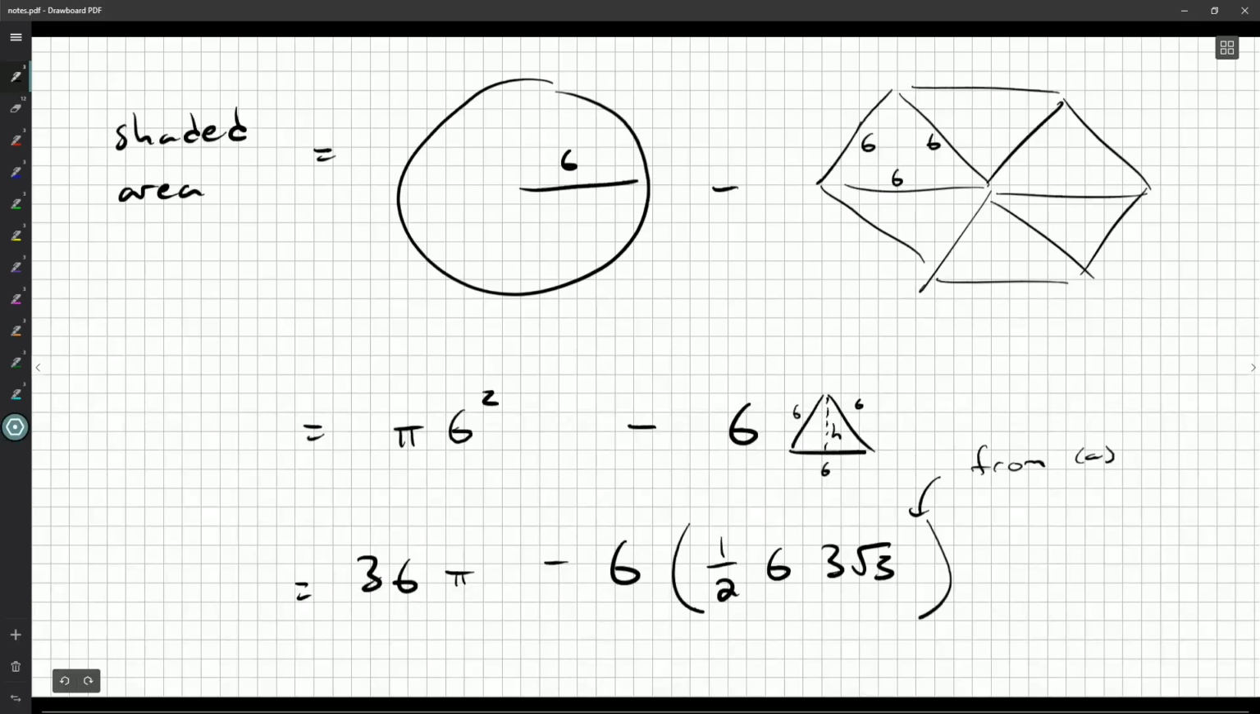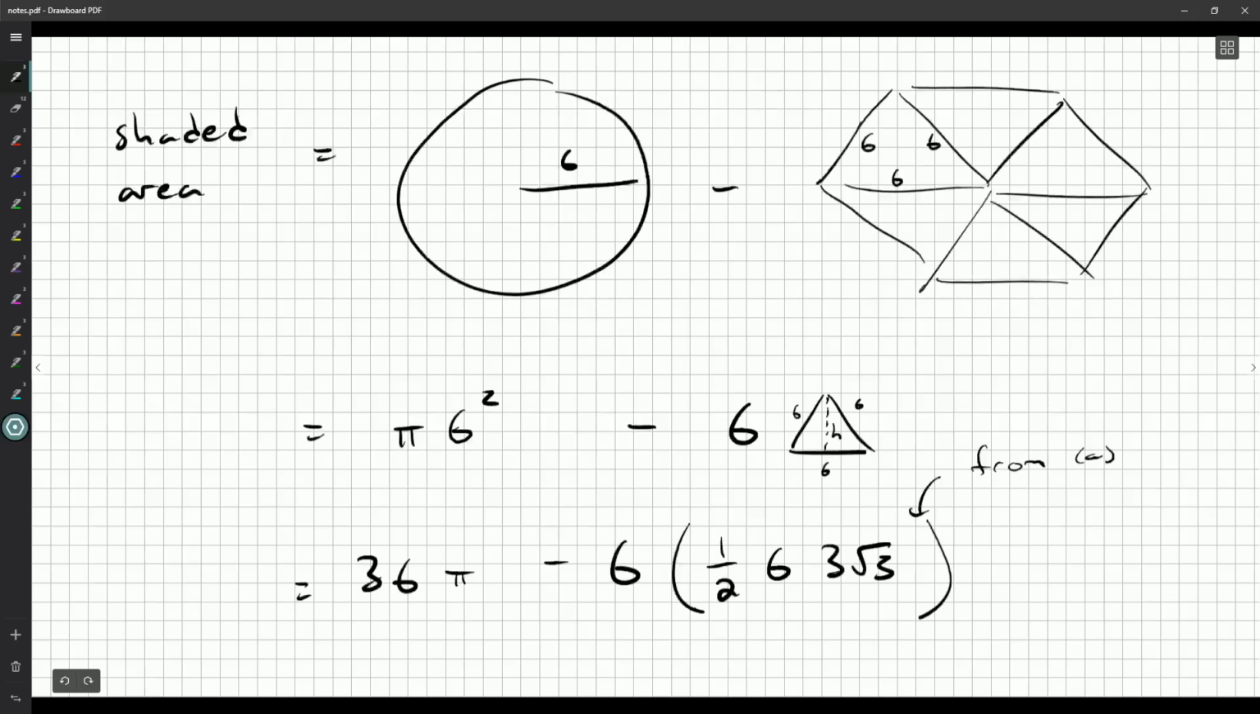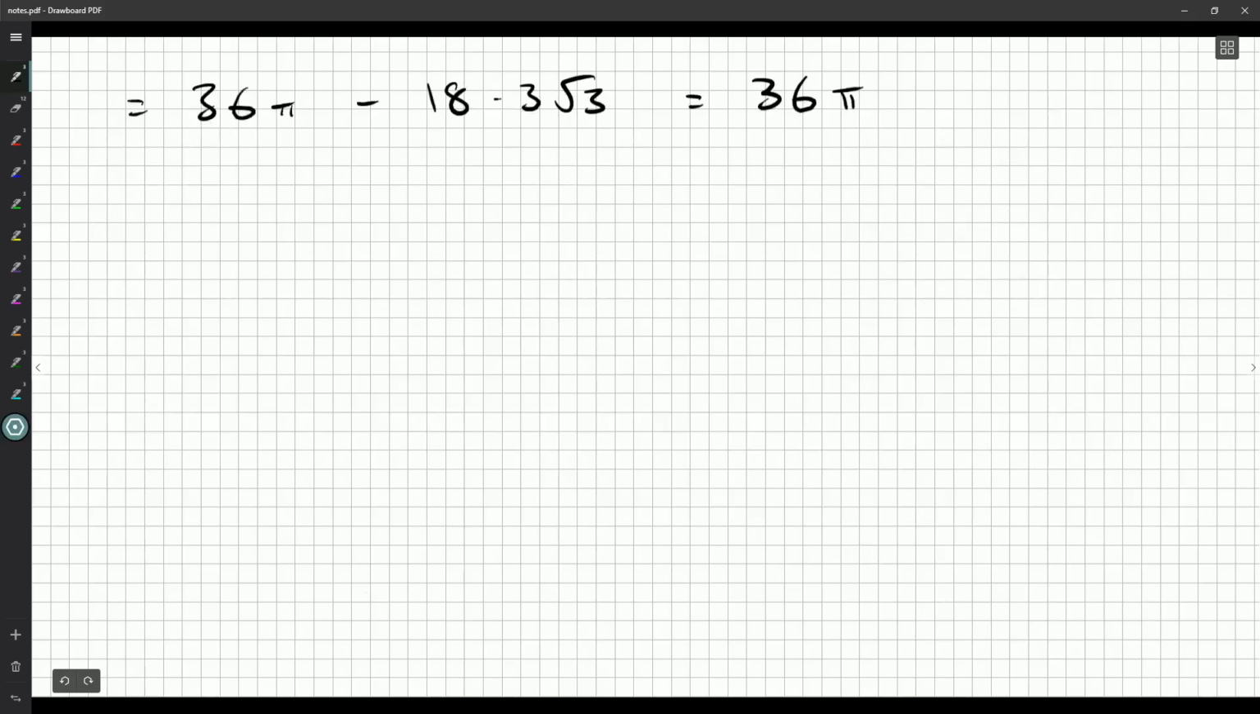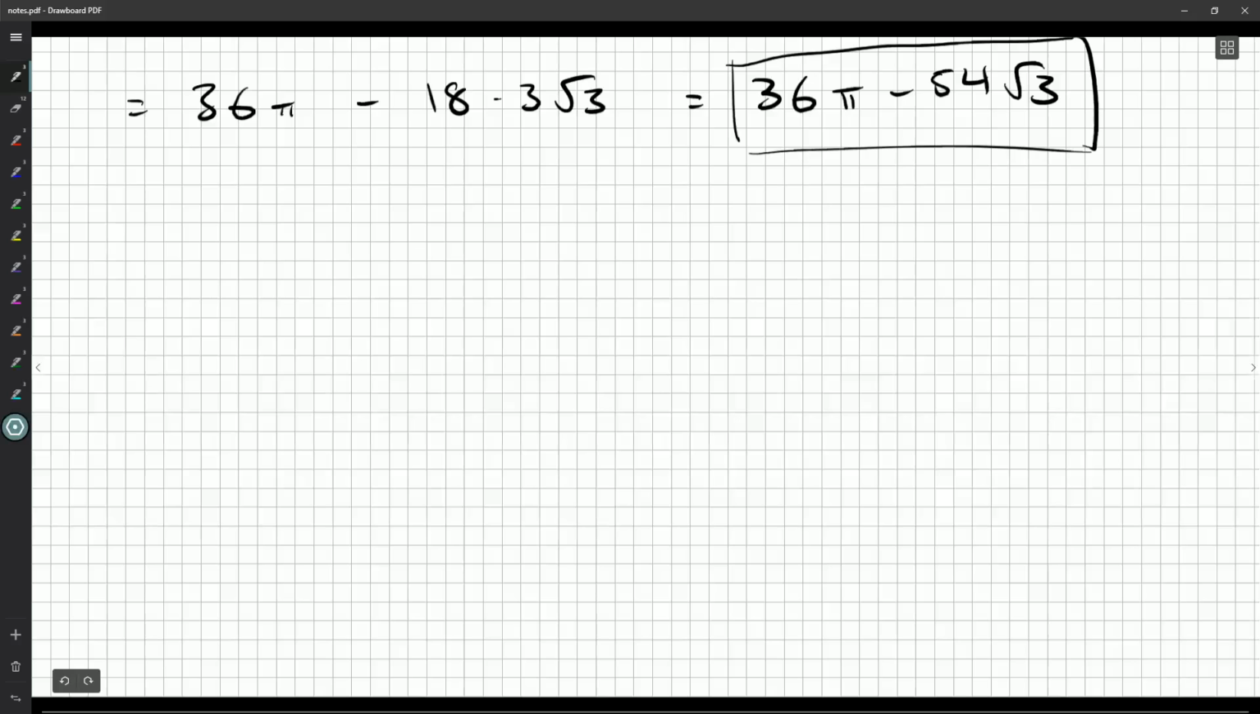And there we go. And so I've got, let's see, 36 pi minus 36 over 2 should be 18 times 3 root 3. So 36 pi was, yeah, it is 18. Okay, 6 times 6 over 2. 18 times 3 is 54. So we'll say 54 root 3. And that's our final answer. And that's all we need to put.